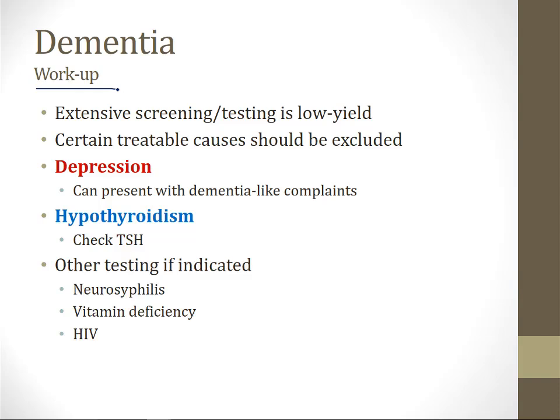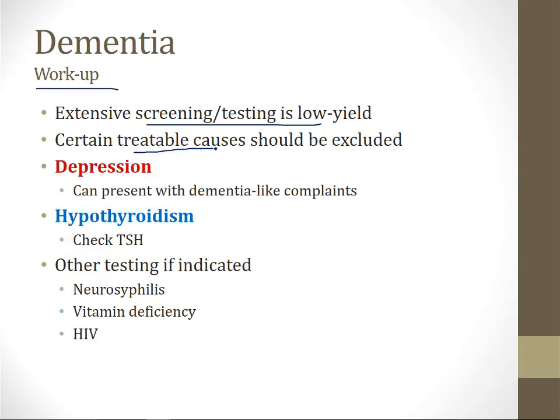So what type of testing should be done? Well, first of all, it's been well described in the literature that lots of screening and testing is low yield. So these people in general don't need MRIs and a big complicated workup. There are a small number of treatable causes of dementia, and those are the things you should look for and exclude. Remember, as I said before, most patients will have Alzheimer's or multi-infarct dementia, and those disorders are not treatable.